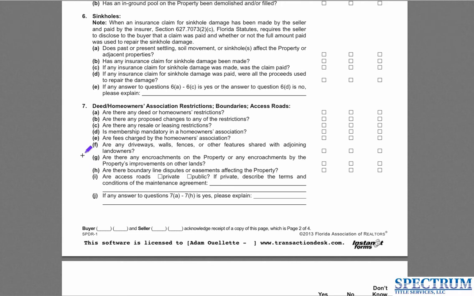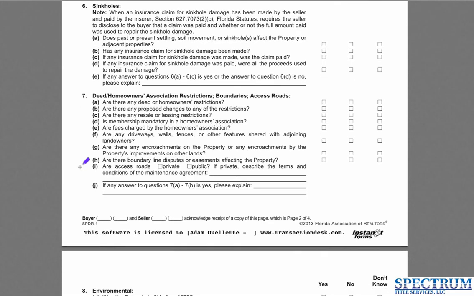Are there any driveways or fences or something that's shared with adjoining landowners? Are there any easements, any encroachments? For instance, does a neighbor have the right to access their property through this property? Those would be the types of things that would need to be explained here.